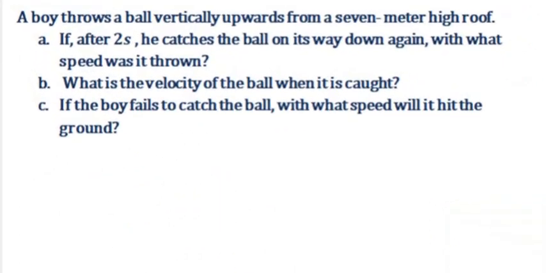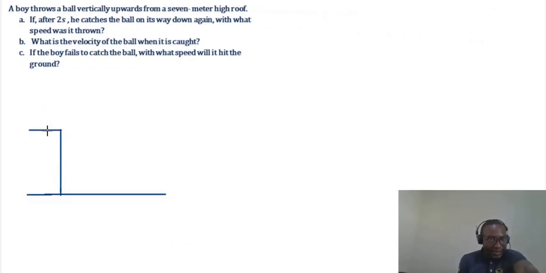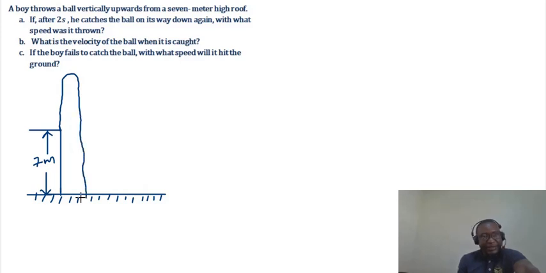A boy throws a ball vertically upwards from a 7-meter high roof. So let's first have a sketch here. So this is our 7-meter high roof, and the boy is standing there. 7-meter high roof, and this is the ground. So this boy throws this ball vertically up. He throws it vertically up to reach a certain point, and then it will have to come back. So it will come back. When he misses it, it has to hit the ground.